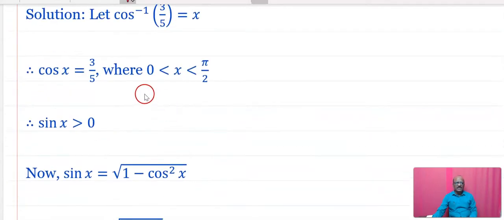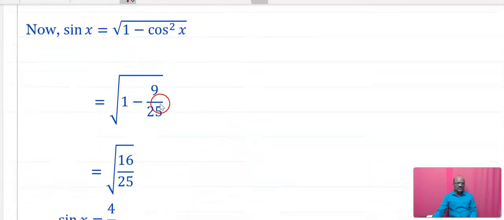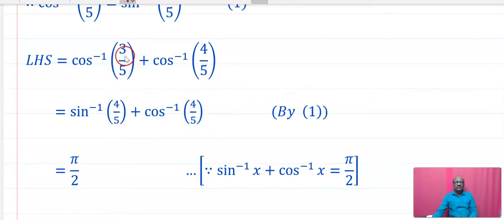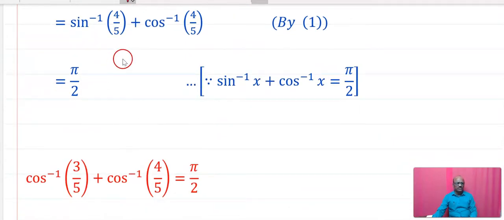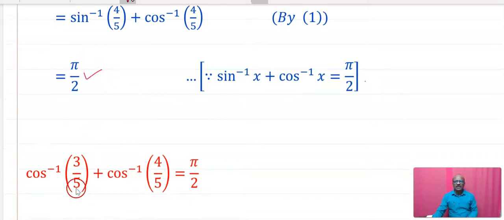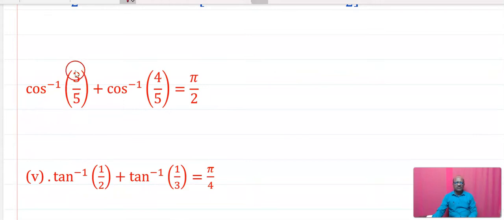Now consider the LHS. Cos inverse of 3 by 5 plus cos inverse of 4 by 5. Now replace cos inverse of 3 by 5 with sine inverse of 4 by 5. And hence here sine inverse of x plus cos inverse of x is equal to pi by 2. And hence here we get pi by 2. That's why cos inverse of 3 by 5 plus cos inverse of 4 by 5 is equal to pi by 2, and hence it is proved.